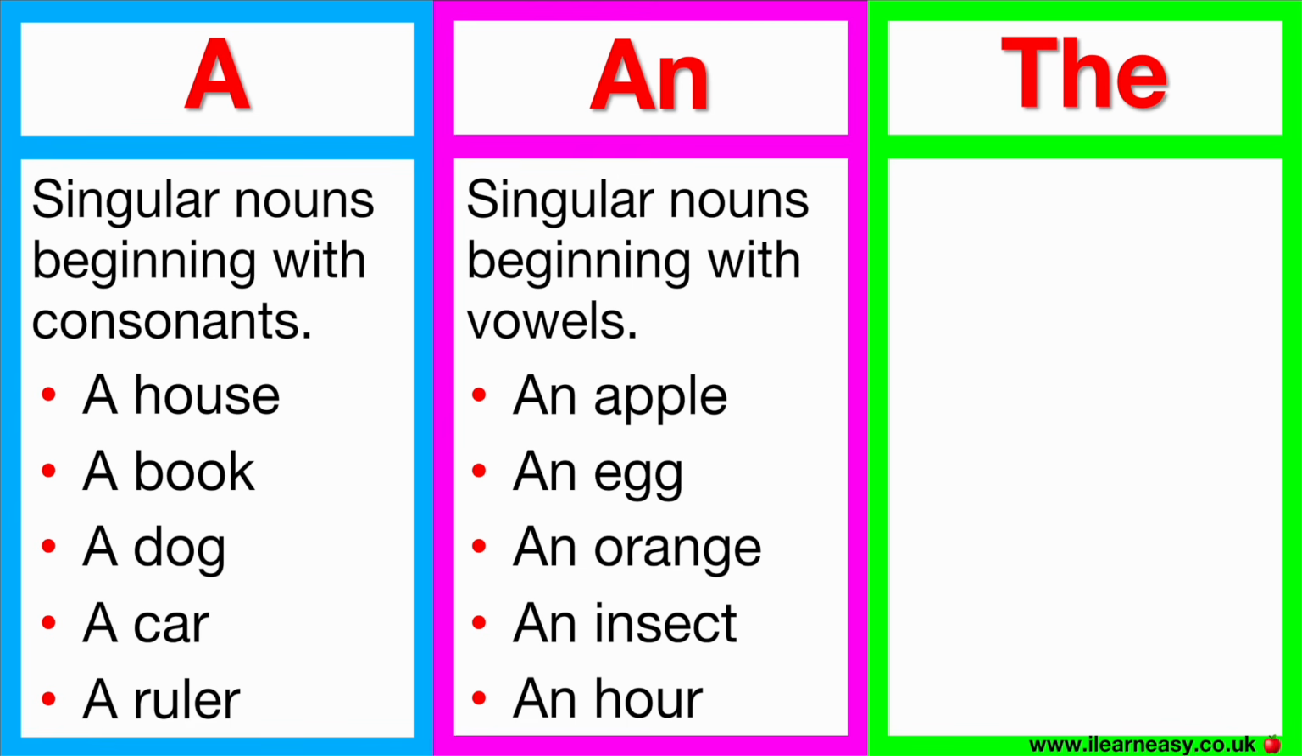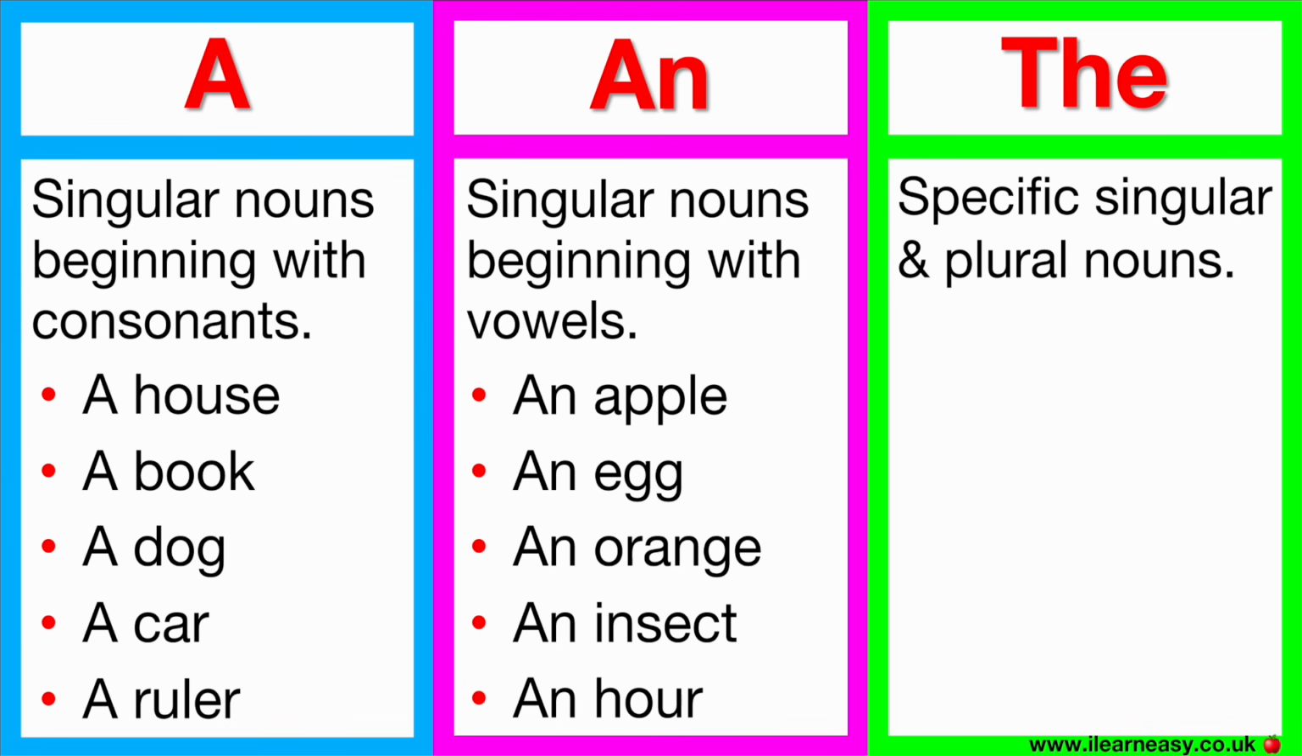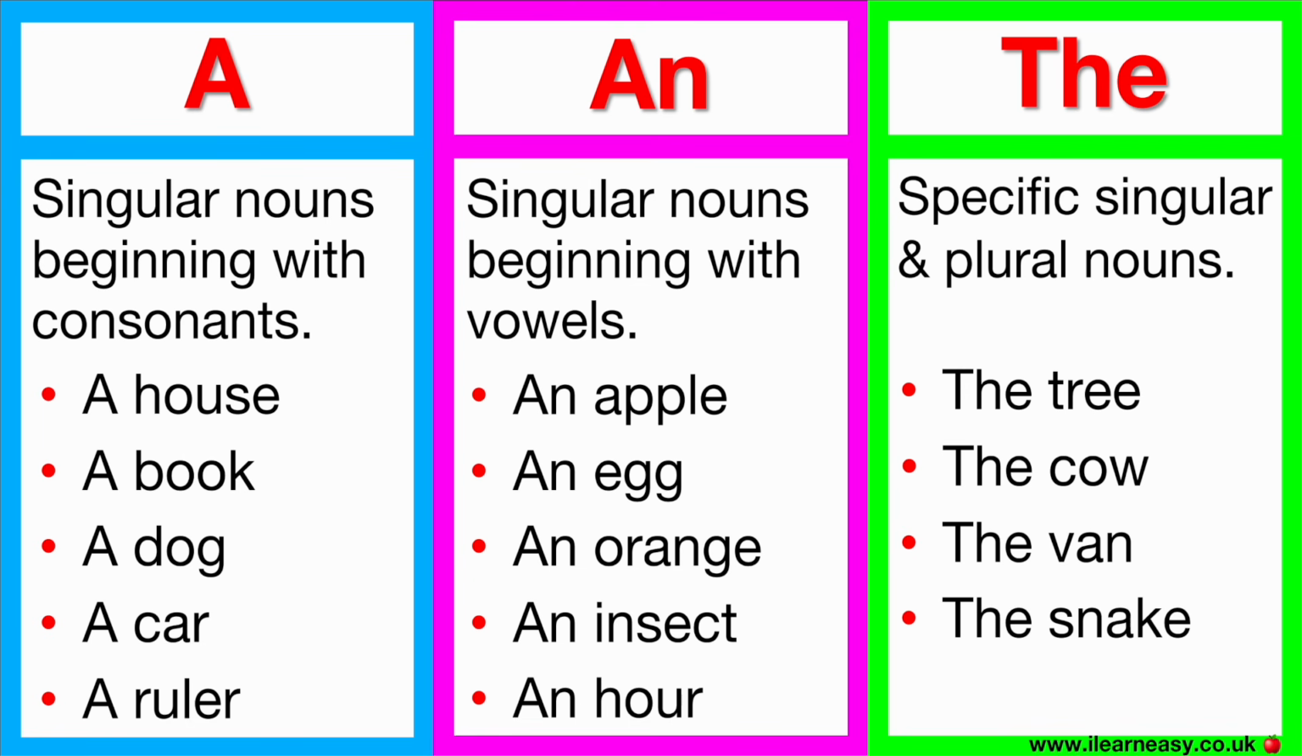The definite article the is used before specific singular and plural nouns. For example, the tree, the cow, the van, the snake, the clock.